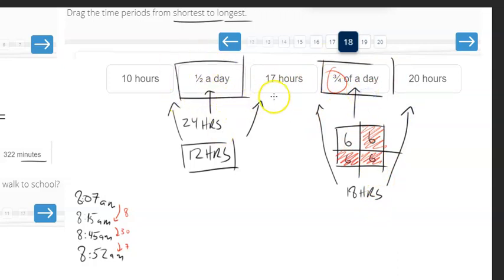And again, you'll get questions that are similar to this. Sometimes it has to do with days, hours, minutes, year time frames. You just got to make sure you keep it consistent, and you also make sure that you're either doing it from shortest to longest, or longest to shortest.